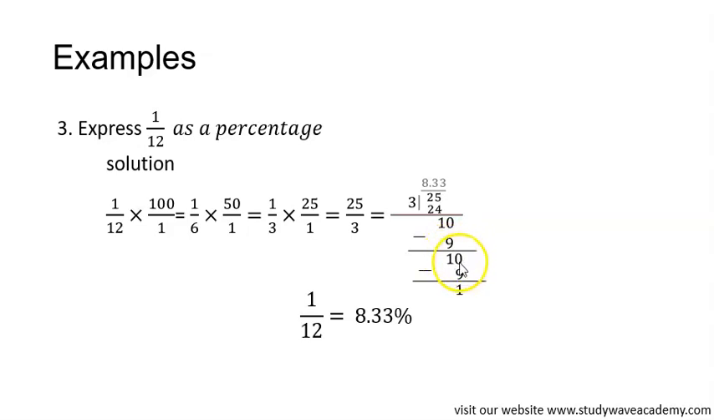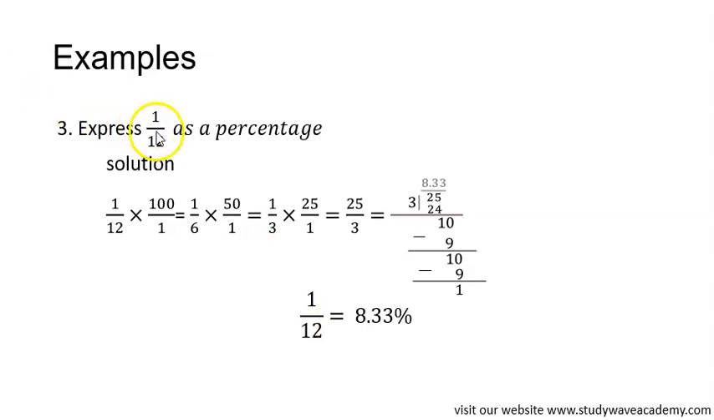So we still have 1 remainder, so we add another 0 because we have a point here. And 3 into 10 is still 3. 3 times 3 is 9. We have remainder 1, so it keeps on going. It's a repeated process. So we have 8.33. Our answer, 1 over 12, is equal to 8.33%. So 1 over 12 as a percentage is 8.33%. Do you understand that?